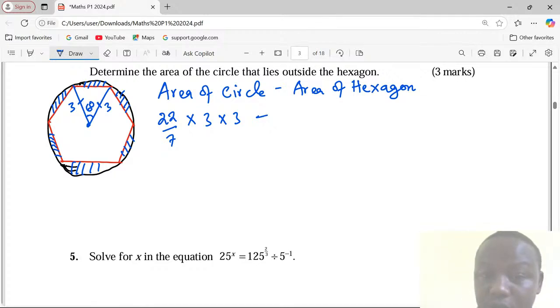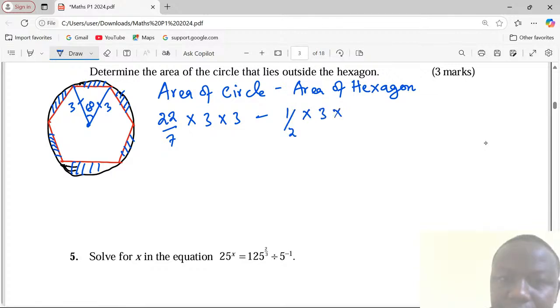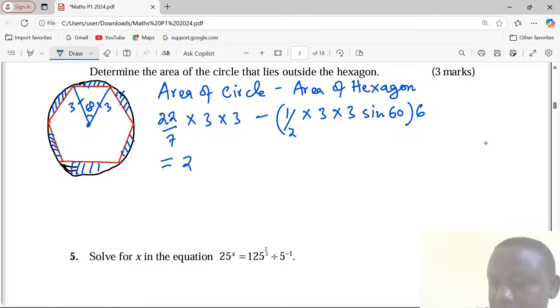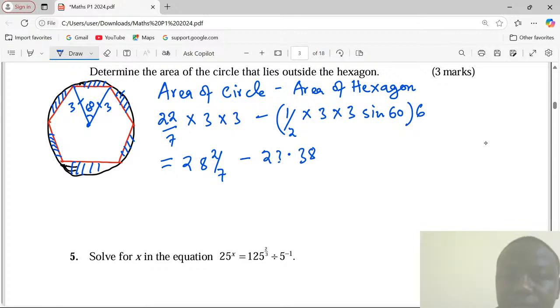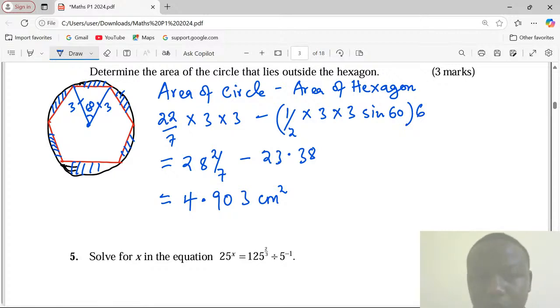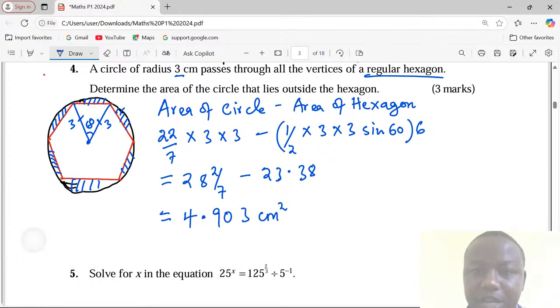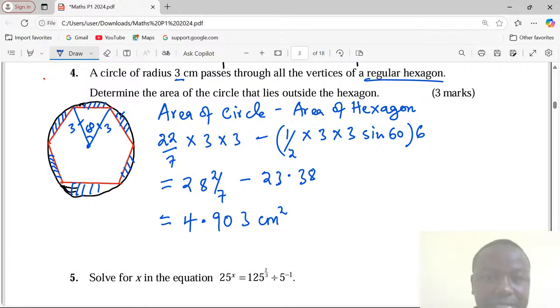So area of this hexagon now shall be, we need one triangle: half times a times b times the sine of 60, that is one triangle, but now there are 6 such triangles. So this will be 28 and 2 over 7 minus 23.38. So this exactly will give us 4.903 square centimeters to an accuracy of 4 significant figures.